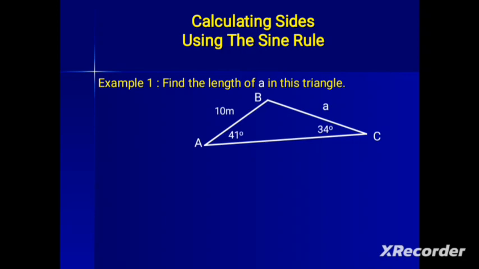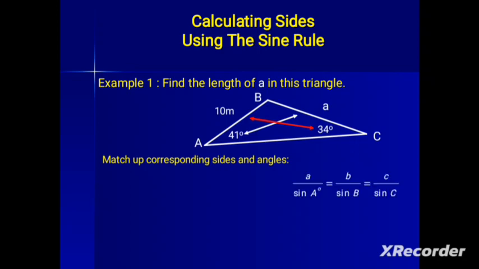The angle at point A corresponds to the side labeled a, and the angle 34 degrees, that is at point C, corresponds to the side AB, that is 10 meters. Now, match up corresponding sides and angles. Depending on the information given, we have a over sine A, that is the sine rule, equal to b over sine B equal to c over sine C.